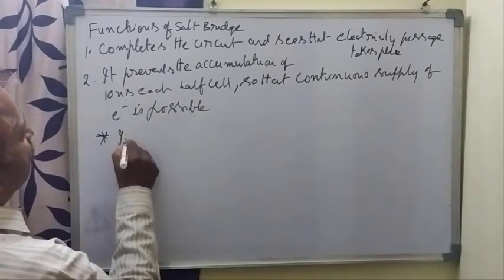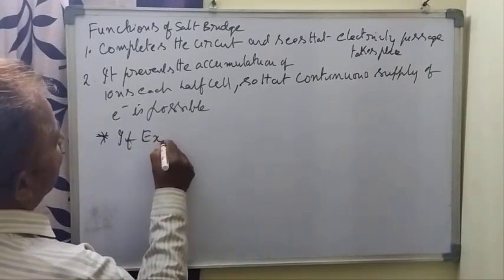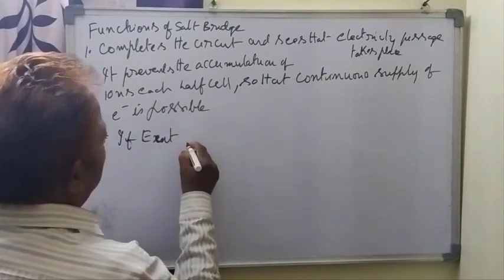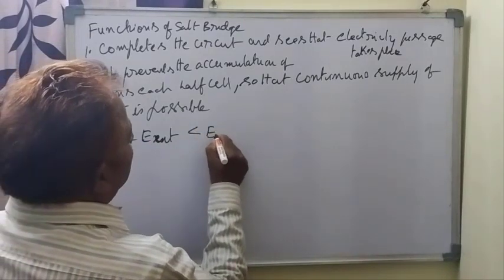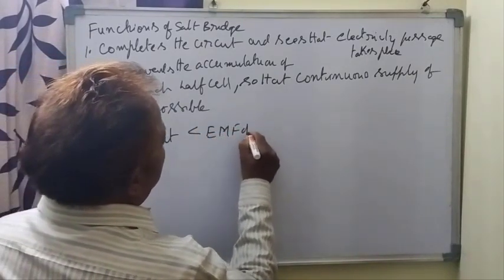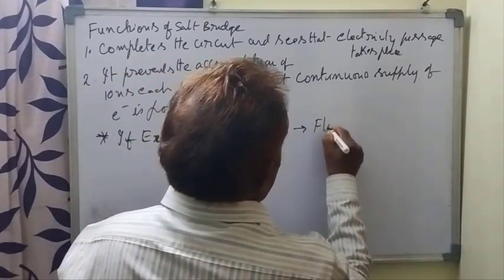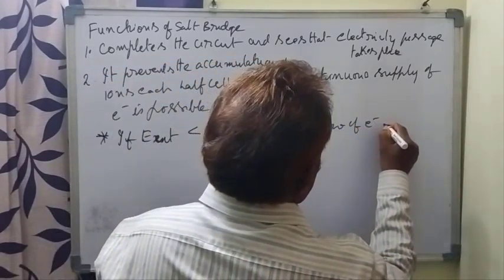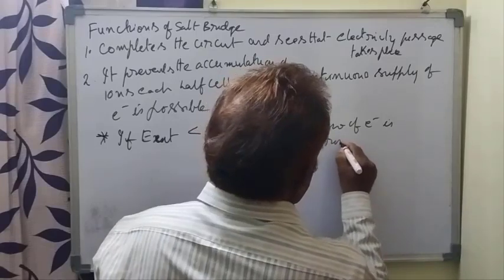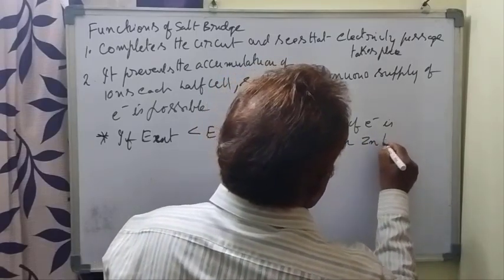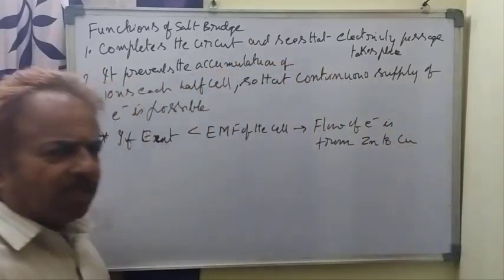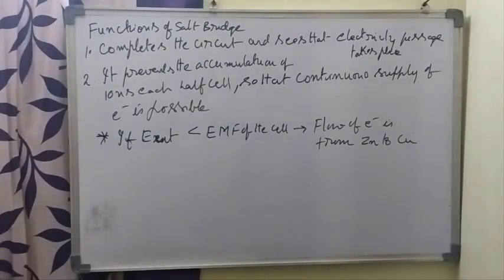So if E external is less than EMF of the cell, therefore what happens? Flow of electrons is from zinc to copper. That means electricity from the galvanic cell is drawn out.